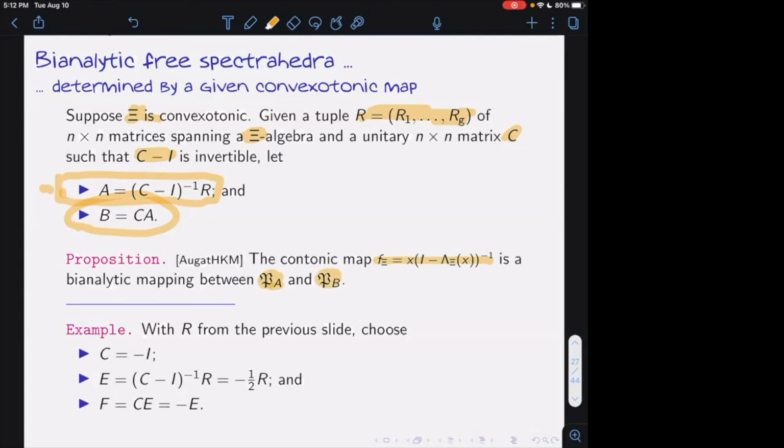Okay, so what it tells you is that once you have a convexitonic tuple, it determines a convexitonic map. But then going with that map, there's a whole family of pairs A and B. So the triple A, B, F satisfies the condition that A and B are bianalytic via F.